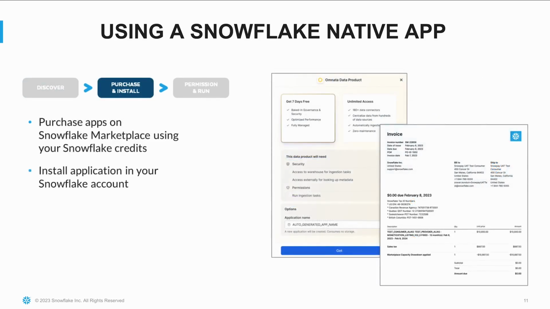If you see a native app that maybe fits your use case very well, you have a data set that you think it's going to work really well and run against really well, you can purchase this app on the marketplace. You would use your Snowflake credits, and then you would install the application in that account and run it there.